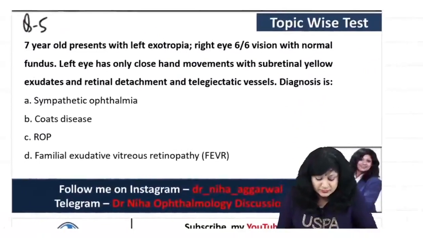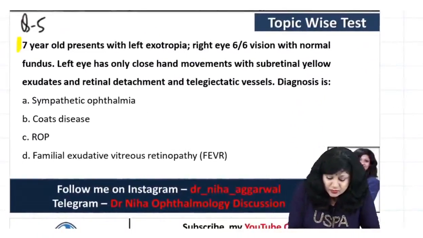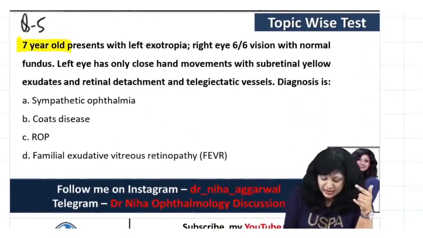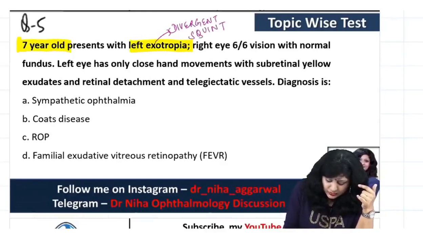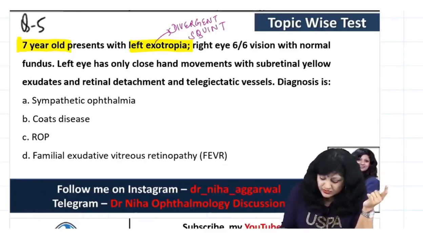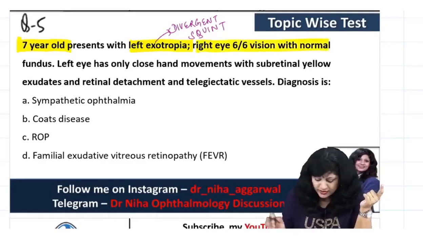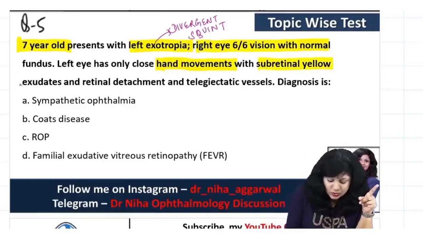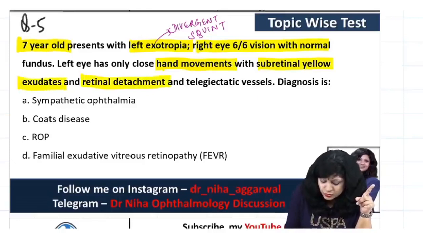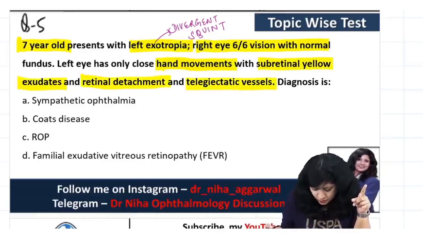Next question, question number 5. Here we have a 7-year-old patient who is presenting with left exo. Exo means that you have a divergent squint. Left eye has a divergent squint, right eye has normal fundus, normal vision. Left eye has very little vision, just hand movements. Along with this, you have subretinal yellow exudates and retinal detachment, and telangiectatic vessels are also there.